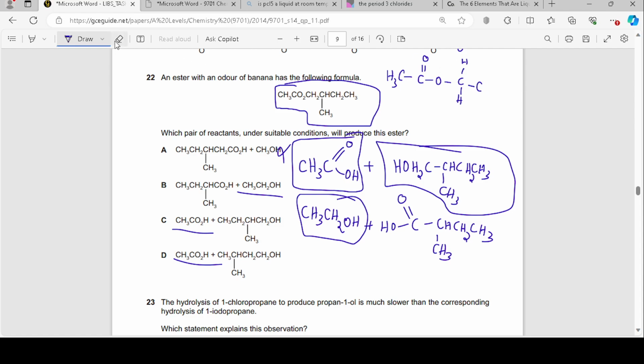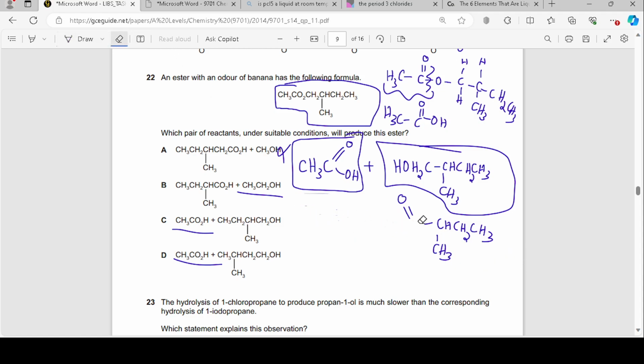Oh, yeah, I am making a mistake. Okay, CH, CH3, CH2, CH3. Sorry about that, guys. If you divide it like this, then you see clearly that you have to have CH3. You should actually always draw out the molecules carefully.